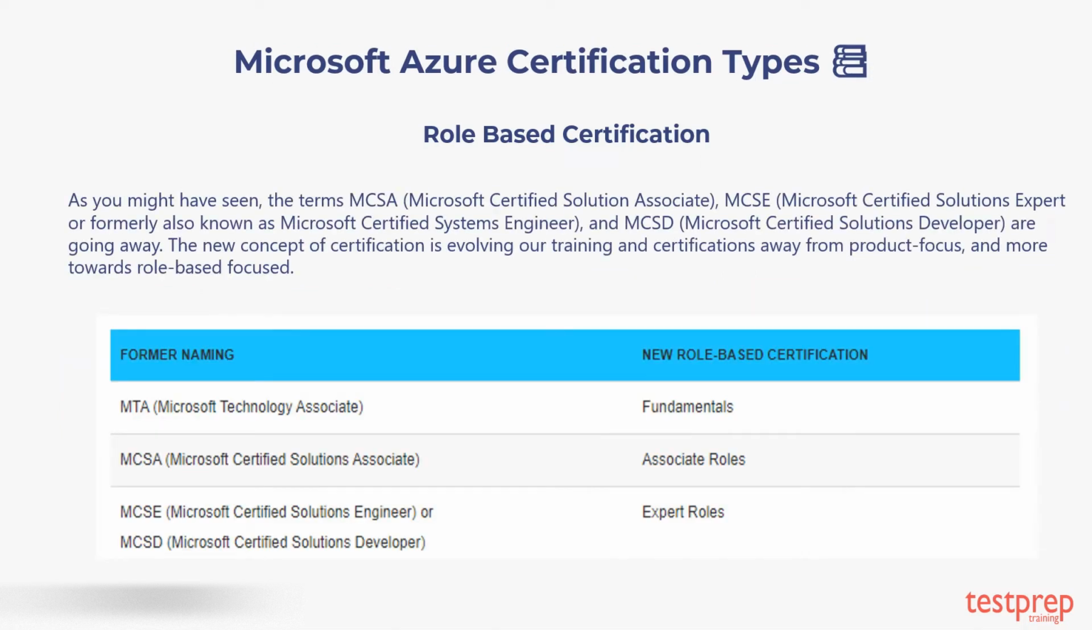As you might have seen, the terms MCSA, Microsoft Certified Solutions Associate, MCSE, Microsoft Certified Solutions Expert, formerly also known as Microsoft Certified Systems Engineer, and MCSD, Microsoft Certified Solutions Developer, are going away. The new concept of certification is evolving our training and certifications away from product focus and more towards role-based focus.